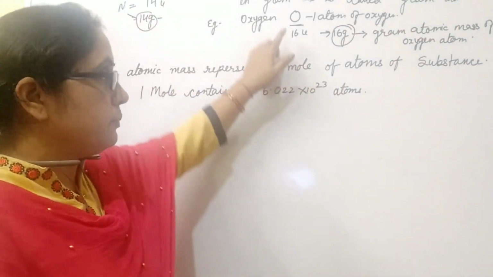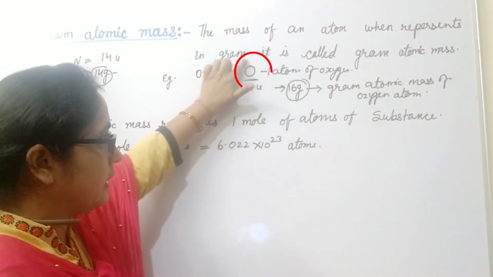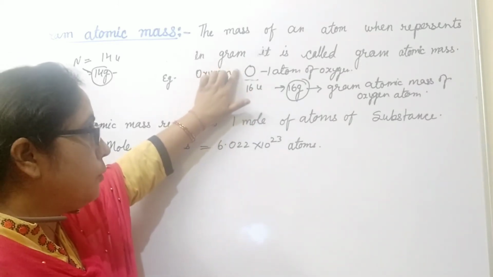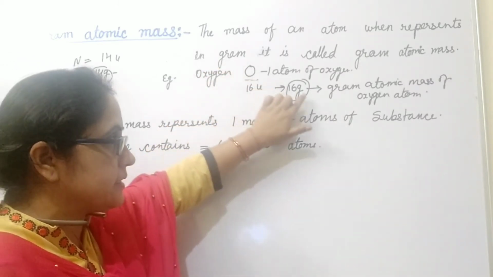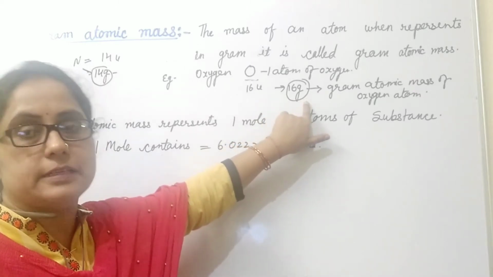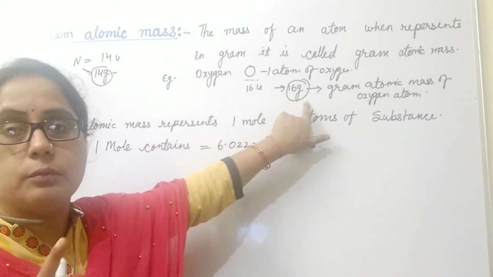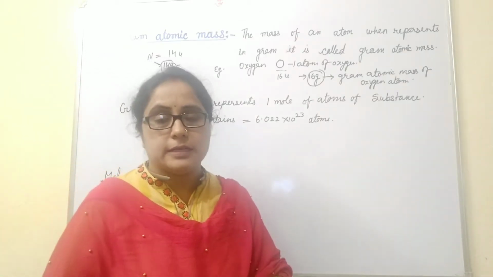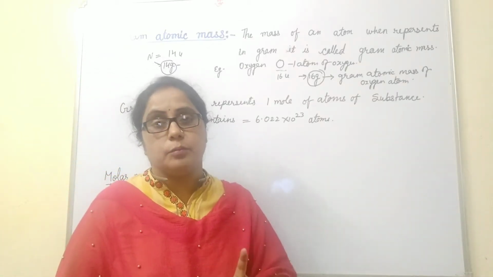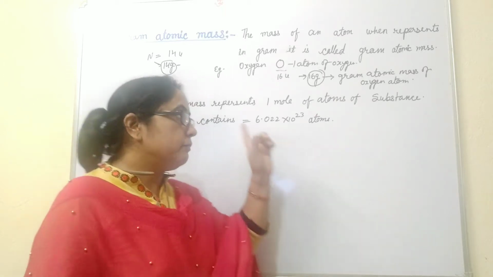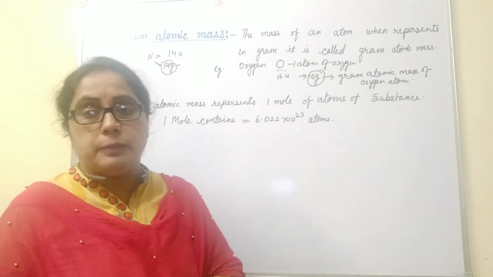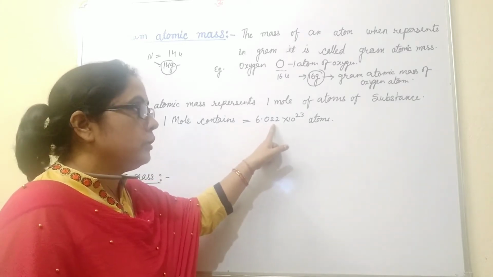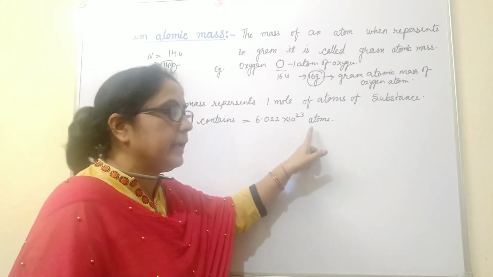1 mole of atoms means this O represents 1 mole of oxygen atoms. And 1 mole of oxygen atoms means 16 gram of oxygen, that is called the mass of 1 mole of oxygen. Gram atomic mass is used to represent 1 mole of atoms. And 1 mole of atoms contains 6.022 into 10 to the power 23 atoms.